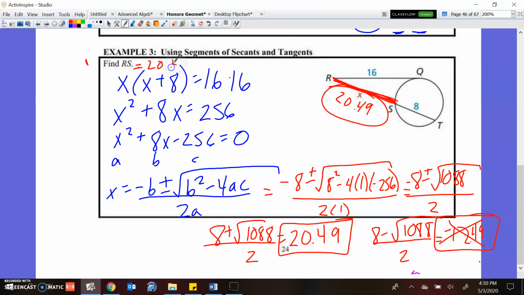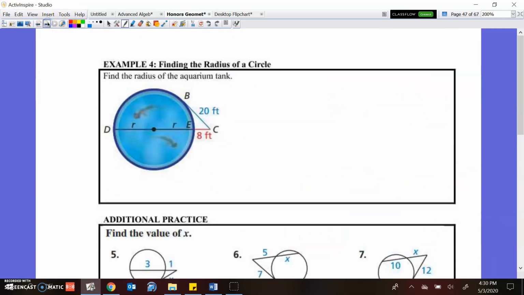Now that one was involved, but only because we had to use the quadratic formula. So let's try one that's not quite as extensive. Here, find the radius of the aquarium tank. So we have a cylindrical tank. We're looking at it from above. That's how I'm looking at it, I guess. And they want us to find the radius of this tank.